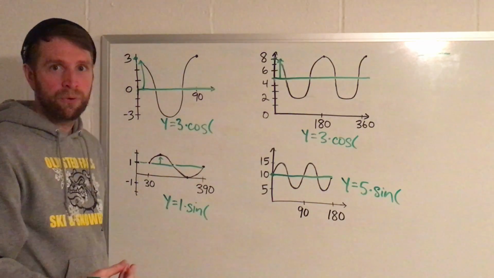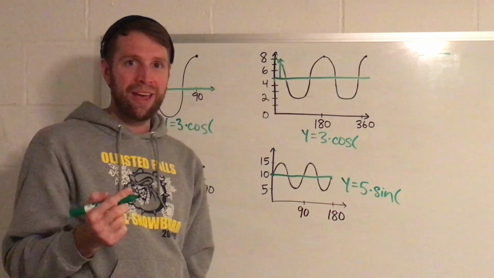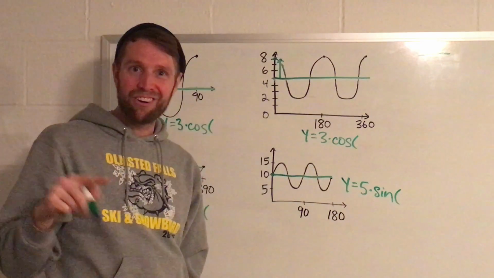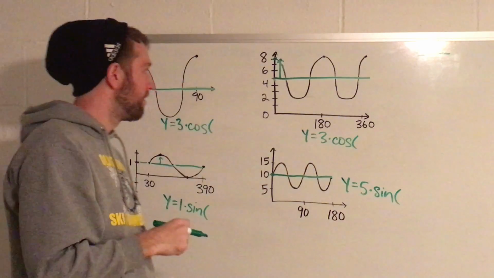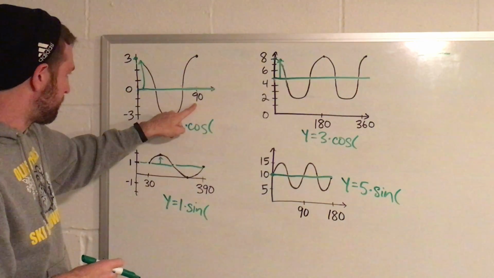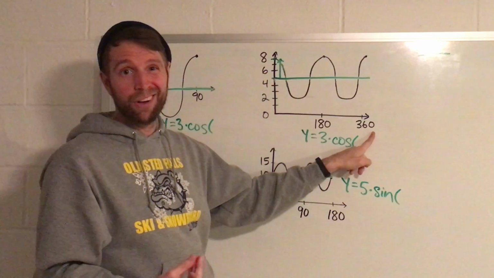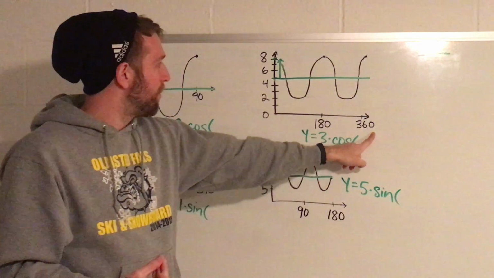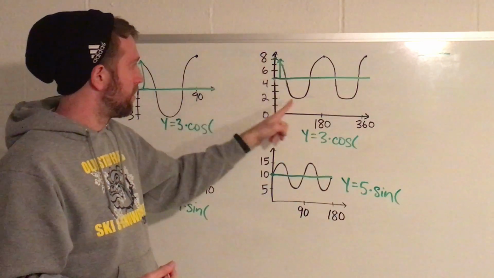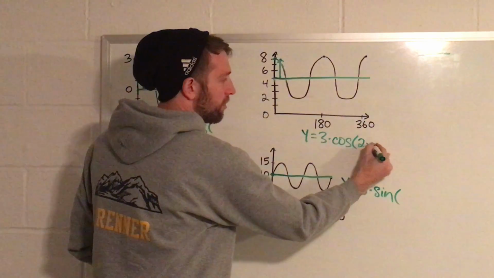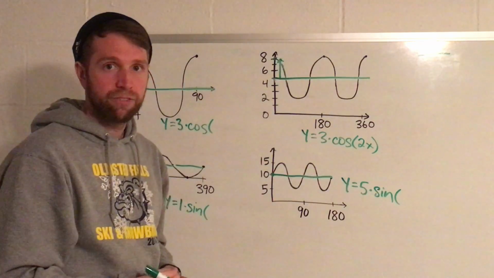We haven't dealt with frequency. Frequency is how many waves happen in a full cycle, how many waves happen by 360 degrees, right? Sometimes we don't have 360. Ooh, we have 360. This would be an easy one to start with. How many waves happen by 360? 1, 2. So we're going to have cosine 2 times, cosine of 2x.